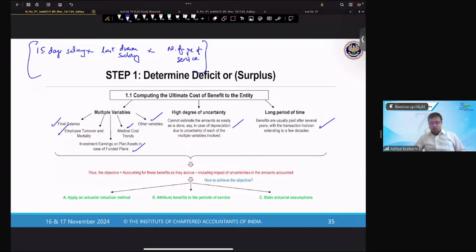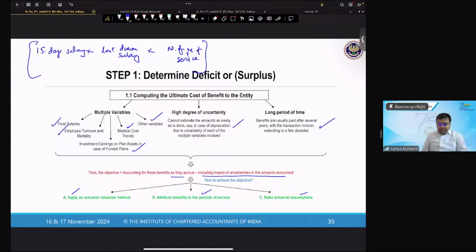So the objective is accounting for these benefits as they accrue, with the impact of uncertainties in the amounts. So how do we achieve this? We apply an actuarial valuation method. We attribute benefits to the periods of service and we make actuarial assumptions. We have done all these 3 things in the question that we just saw.